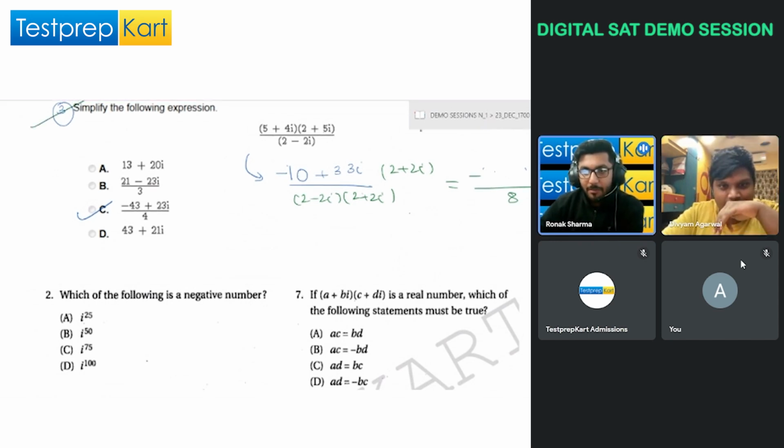So then it will become minus 20, then minus 20 iota. 33 into 2 is 66 iota. And 33 into 2 iota square is minus 66 actually, so minus 66. So it will be minus 86 and then plus 46 iota by 8. Now you can see that if you cancel it by 2, we get minus 43 plus 23 iota by 4. You'll get the same answer.